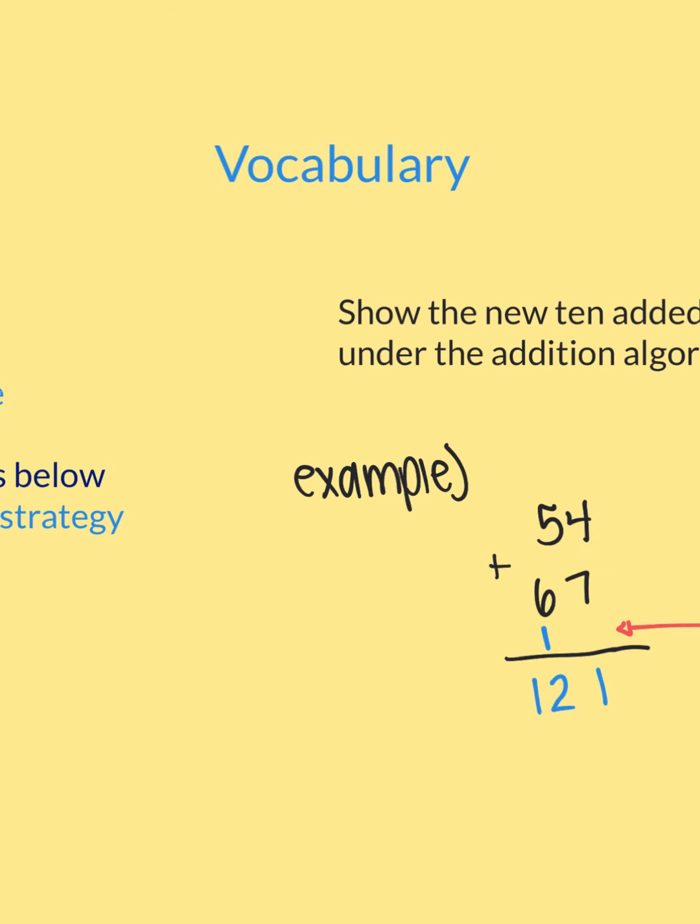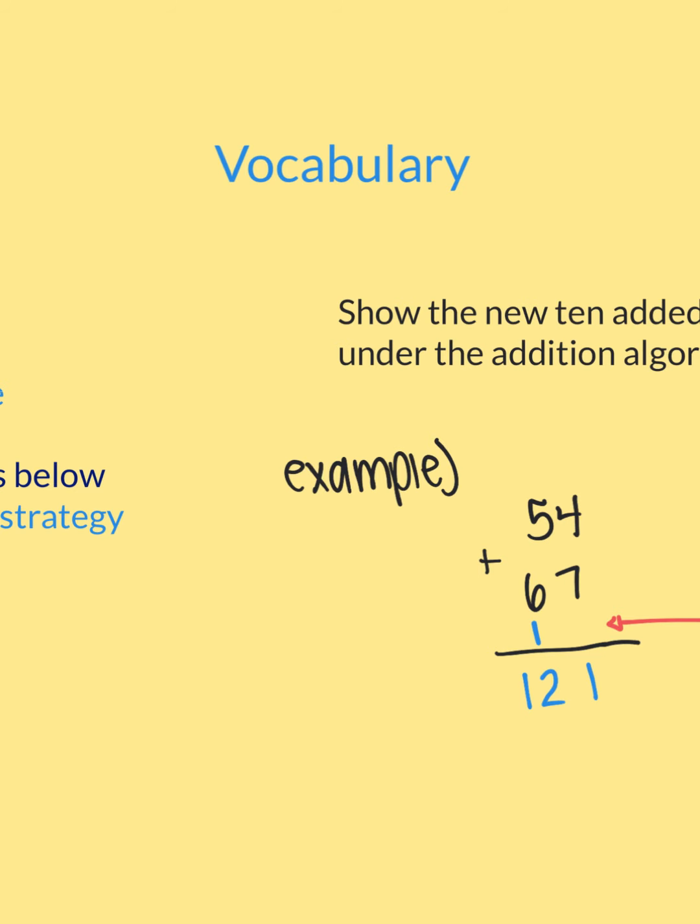Our next word is new groups below, which means show the new 10 or the new 100 or whatever new place value you have added by putting it under the addition algorithm. For this specific example, we are using addition. So for the example, we have 54 plus 67.